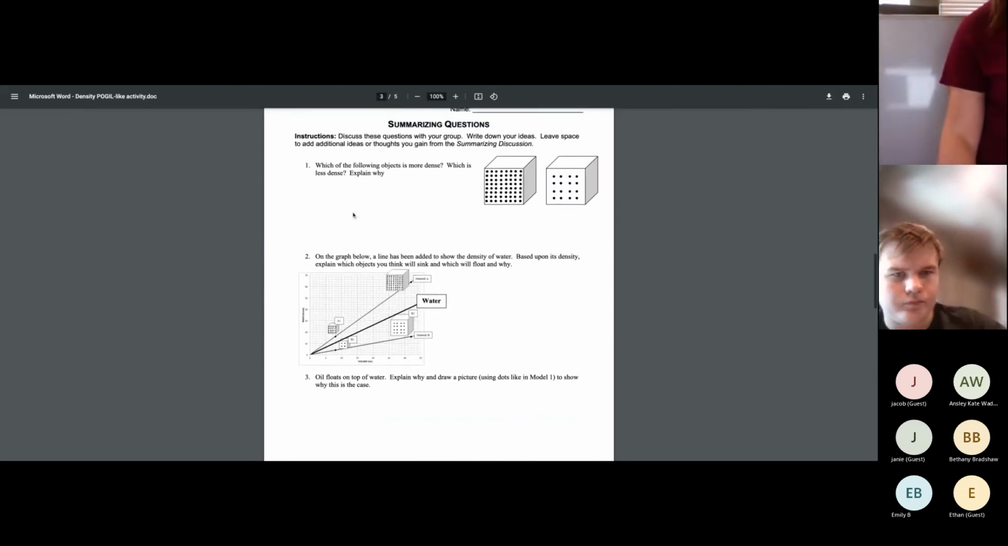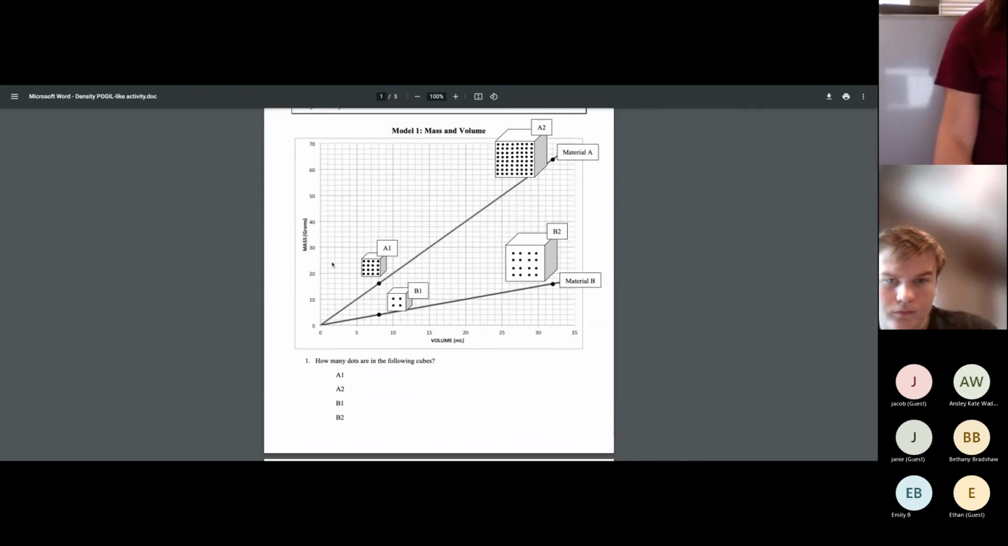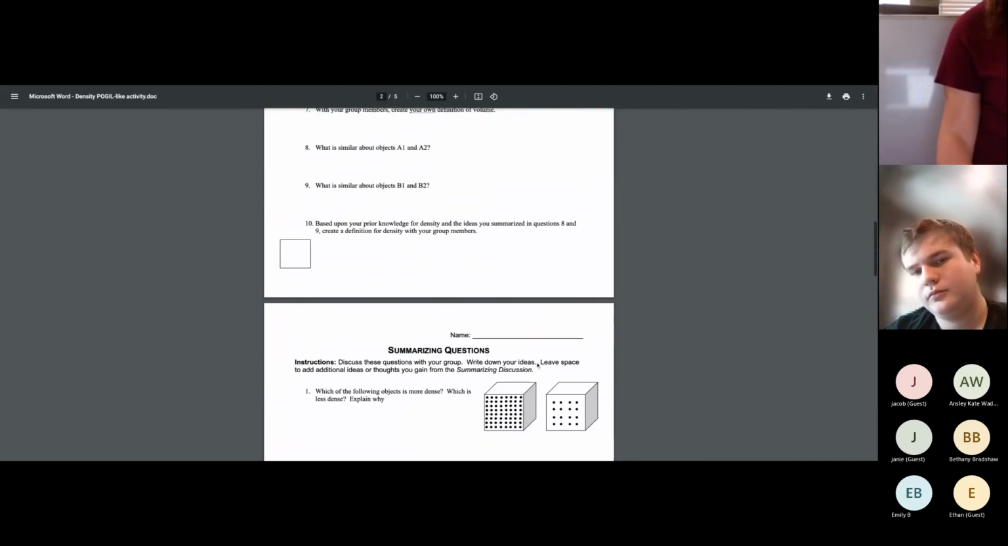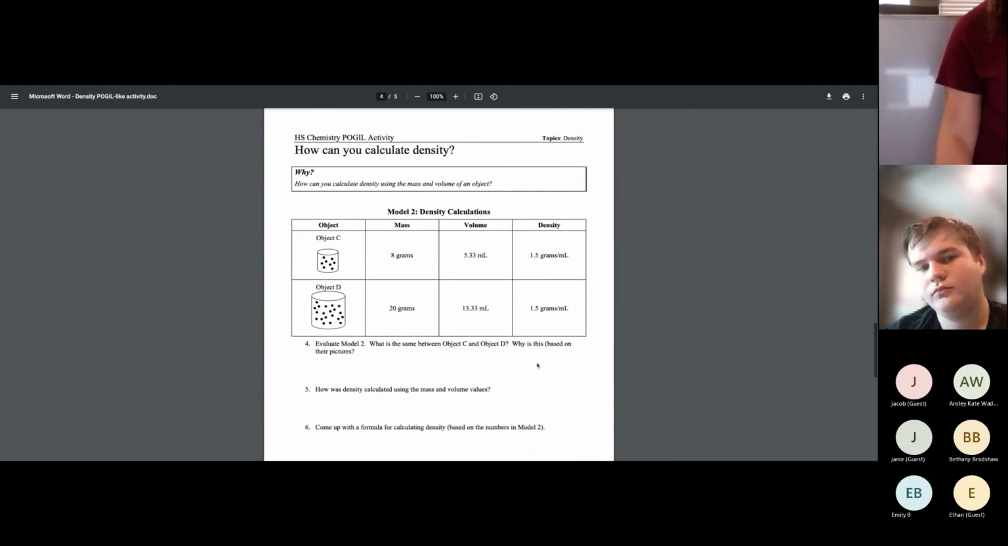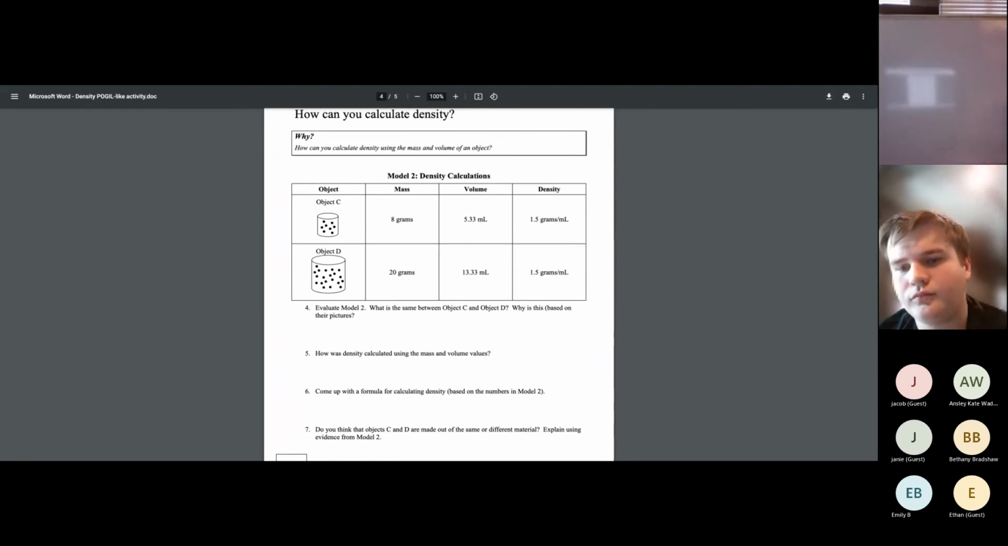So looking up here, object A1 and A2 were made out of the same material. Object B1 and B2 were made out of the same material. So do we think that these two objects are made out of the same material? If we were to put these two objects on our graph with A and B objects, would they make a straight line like our other two sets? What do you think?